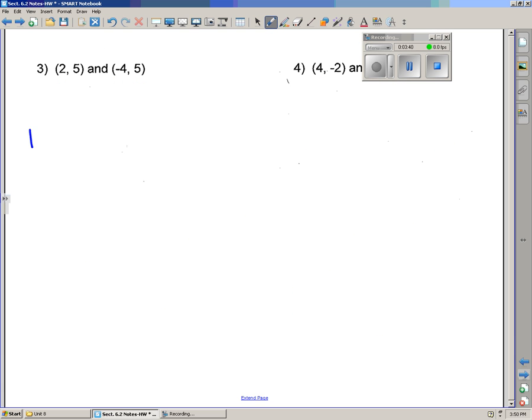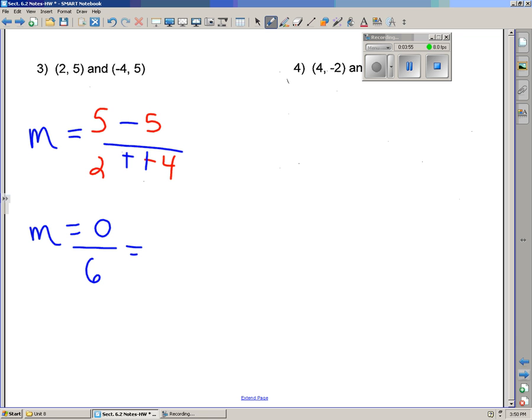So my slope is going to be 5 minus 5 over 2 minus -4. When I do the math, I'm going to get 0 over +6. And remember, it's okay to have 0 on the top, so the slope simplifies to just 0.